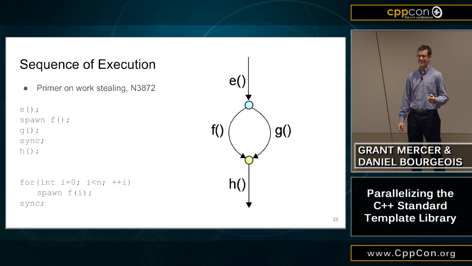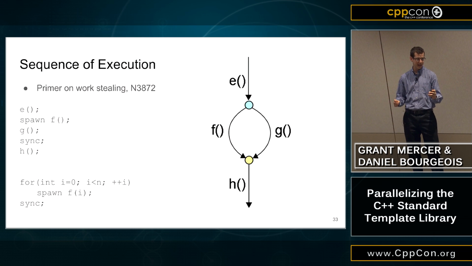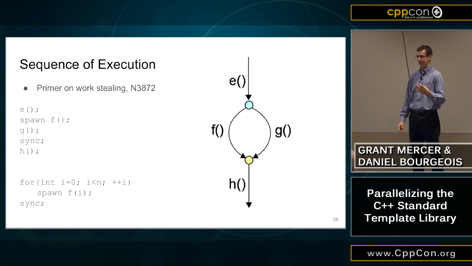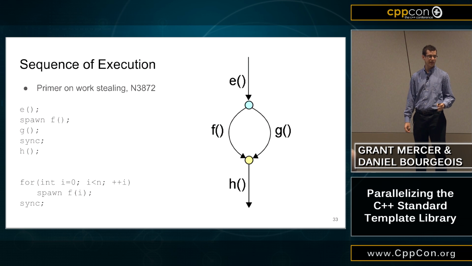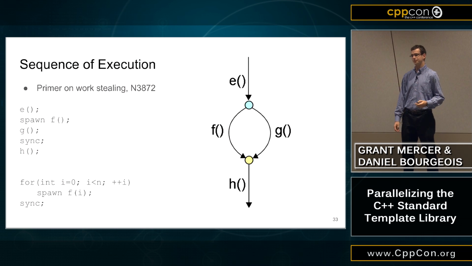So when you call async, you're going to create another thread of execution. In N3872, they have this example. You call E and then you spawn F. If you spawn F with an async launch policy, then F will be up for grabs by other processors. Then the main thread of execution will go on to call G. And when sync is called, we make sure that F is finished, and then we can continue with H. So if there are no other processors available, the order of execution would be E, G, F, H.